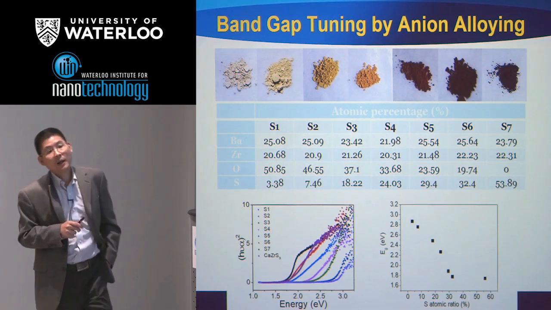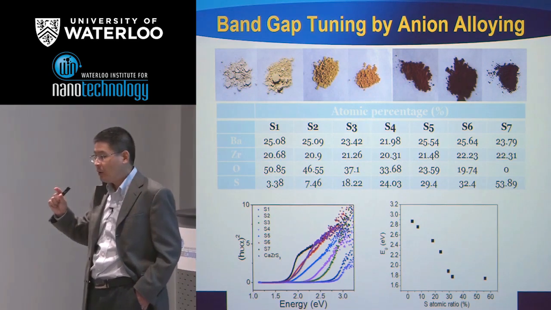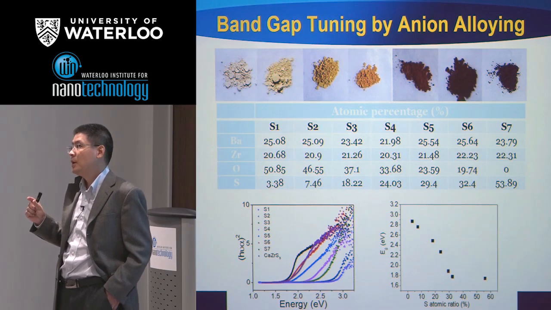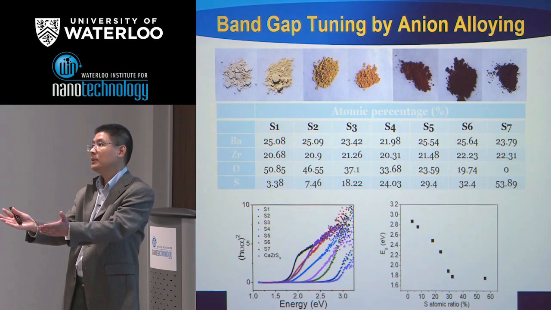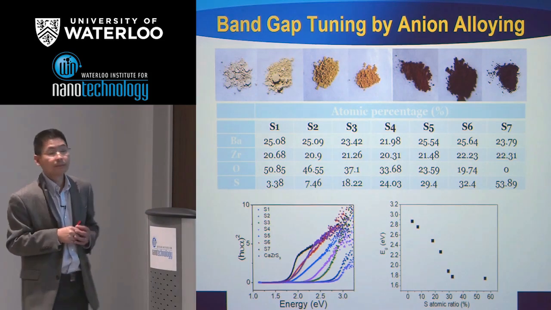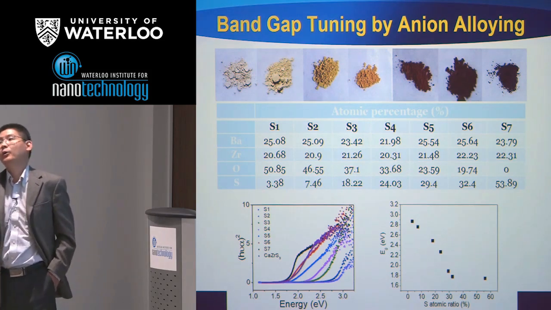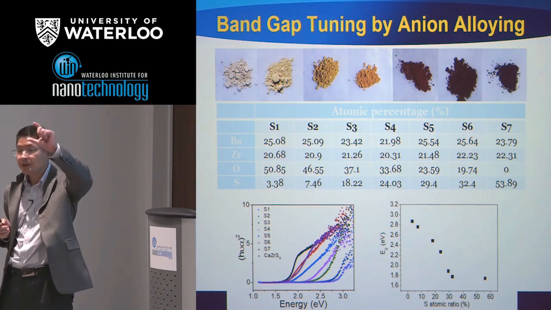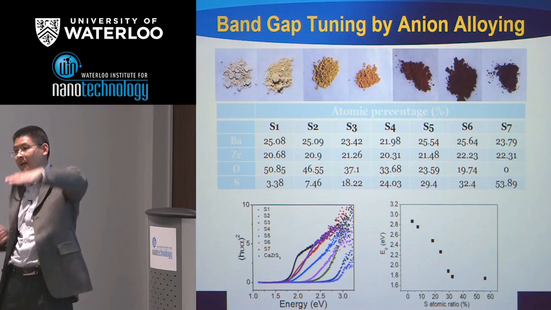Now, for photovoltaics, for a single junction cell, the optimum band gap is actually only on the order of 1.3 electron volts. So instead of increasing the band gap, we want to narrow the band gap. How do we do that? Instead of using this anion alloying, we can use cation alloying. If we replace partially this zirconium, with its 4D states in the conduction band, with titanium with 3D states, we can actually shift down the conduction band and thus narrow the band gap.